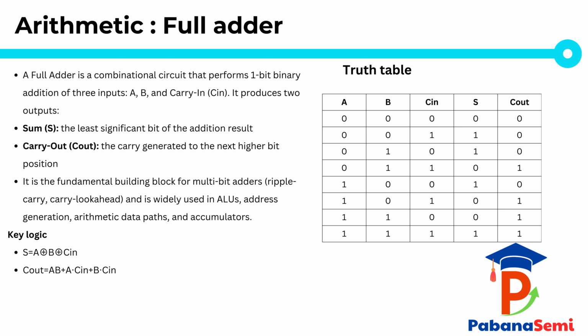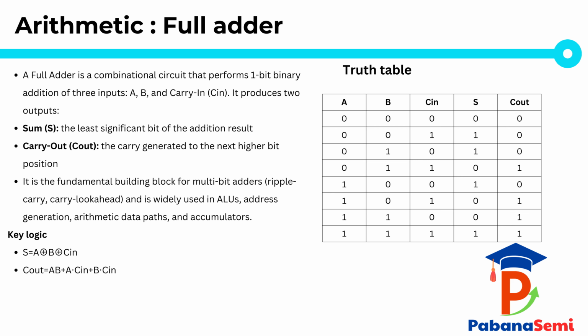If you look at the truth table, the sum output toggles based on whether the total number of ones in A, B, and Cin is odd. That's why the sum equation is S equals A XOR B XOR Cin. Carry-out becomes 1 whenever at least 2 of the 3 inputs are 1. So the carry equation is the majority function.